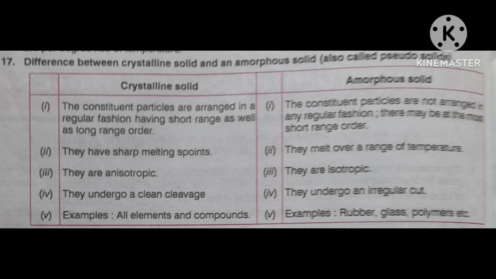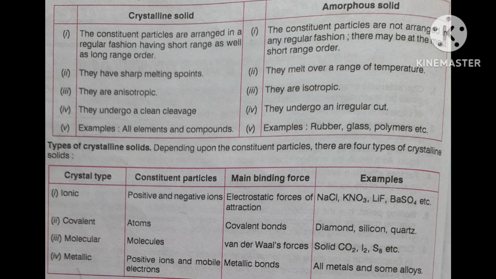Ionic solid. What are their constituent particles? For ionic solids, they are positive and negative ions. Ionic solids are made from positive and negative ions. And what is the binding force? Which forces bind positive and negative ions? It is electrostatic forces of attraction.